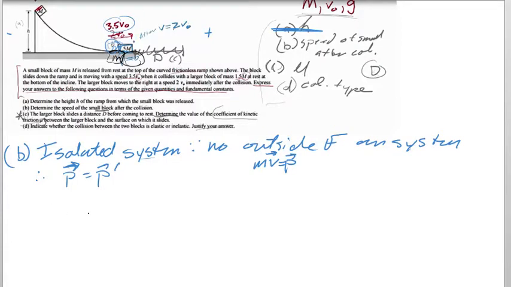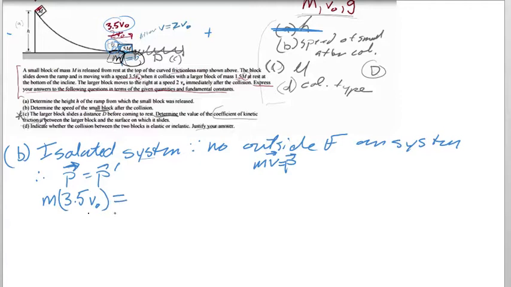And then since the velocity is 0 for the larger block before the collision, there's no momentum. There's no need to even include it. So the mass is just m. We're going to multiply that times 3.5 v naught. I'll put these in parentheses.